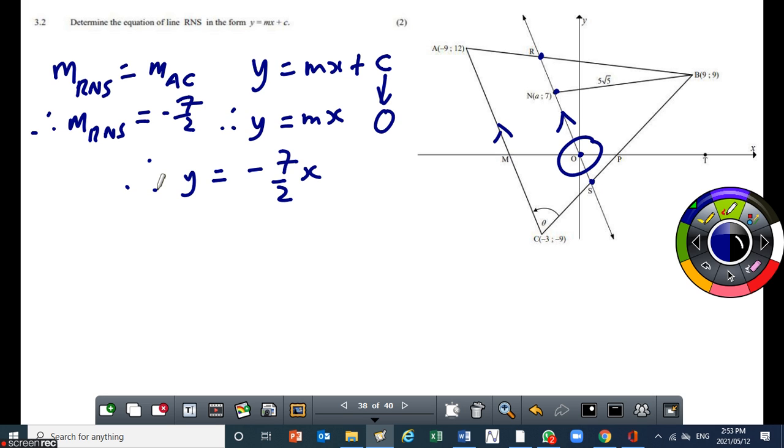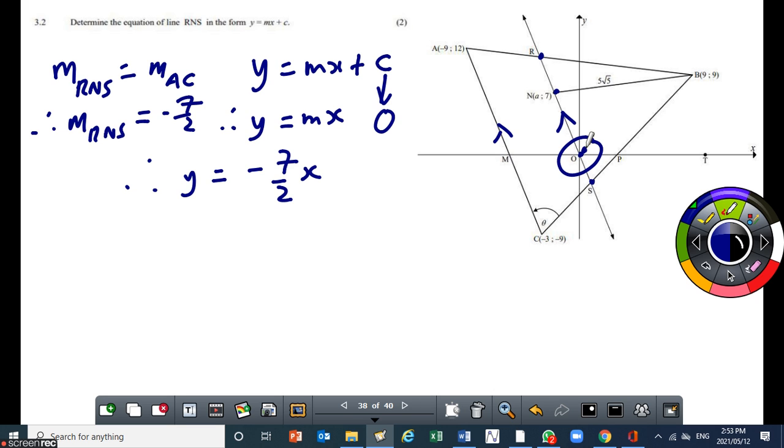Are you following there, Rishabh? The two straight lines are parallel, therefore their gradients are equal. But for straight line RNS, the y-intercept, we cannot calculate it. There is no way that we can calculate it. But the good thing is that the straight line is passing through the origin. So we know that if a straight line passes through the origin, its y-intercept is 0. Therefore, c is going to be 0 here. We just put the value of m as minus 7 over 2.